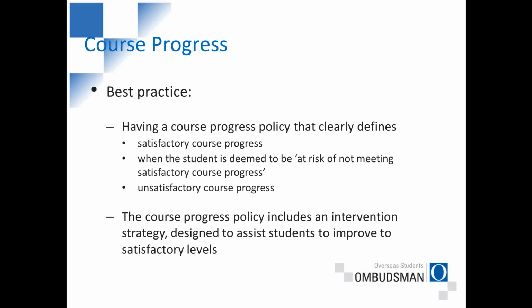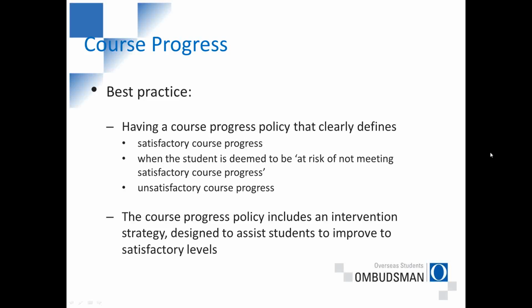The first thing for course progress is that providers have to have their own course progress policy, and it's up to each provider to define what is satisfactory course progress. As Aparna was outlining, that could be different if you're a direct entry program, a pathway program, or general ELICOS. Basically, it's the beginning of the process that could lead to a student being reported to immigration for breaching the visa condition that says they must maintain satisfactory course progress. So you need to define what is satisfactory and what is unsatisfactory.